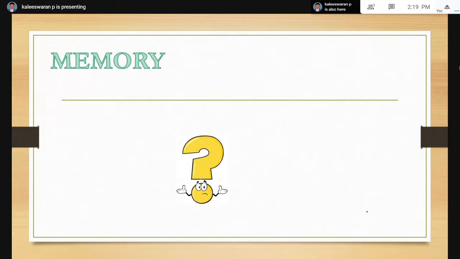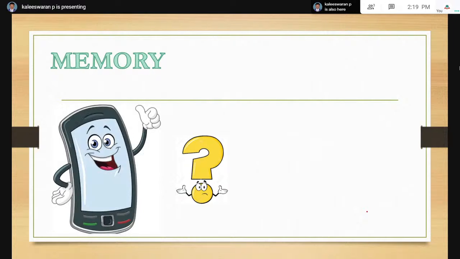Here I have one activity to test your memory skill. Okay, what is this? This is a mobile photo. We are all familiar with at least 5 mobile numbers. We can tell 5 mobile numbers without seeing contacts. At least 5 mobile numbers we have in our memory.